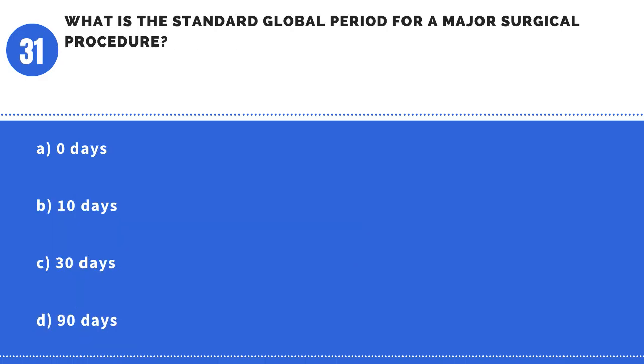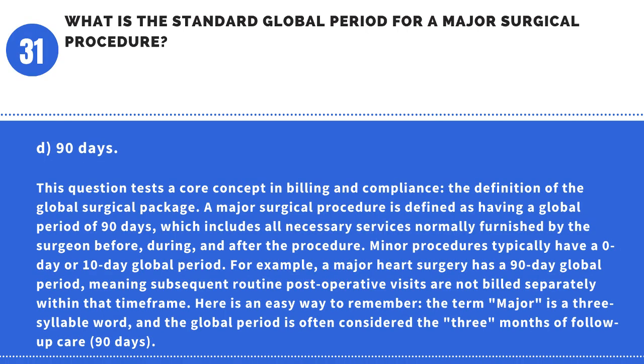Question 31. What is the standard global period for a major surgical procedure? A. 0 days. B. 10 days. C. 30 days. D. 90 days. Answer: D. 90 days. This question tests a core concept in billing and compliance: the definition of the global surgical package.